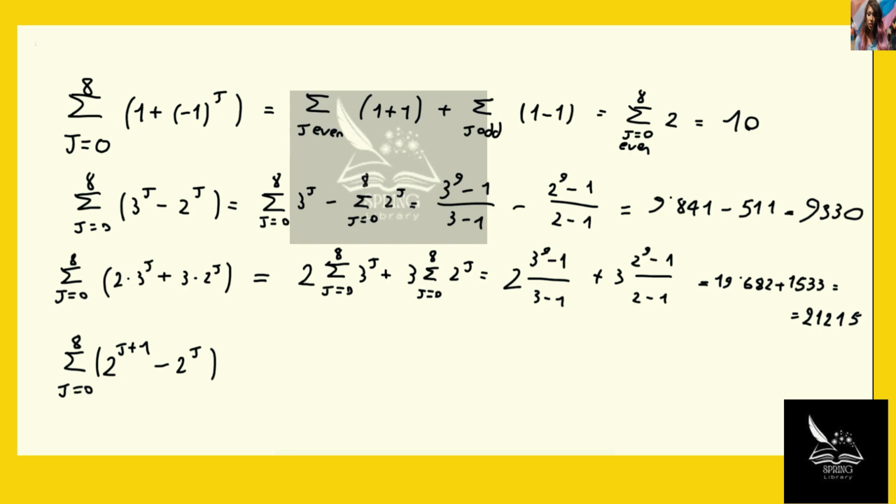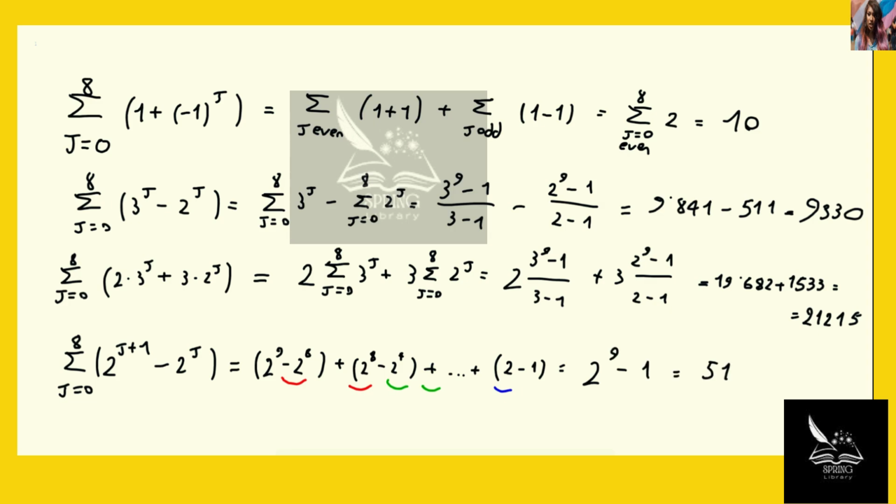Finally, we have the sum of 2 to the j plus 1 minus 2 to the j. And we recognize this to be a telescopic sum. In fact, if you write starting from the 8th index and going down, we have 2 to the 9th minus 2 to the 8th. And then when j is equal to 7, we have 2 to the 8th minus 2 to the 7th, all the way down to when j is 0, in which case you get 2 minus 1. And you see that every time we have the minus of a term simplified by the plus on the following term, all the way down to the very last plus. So all in all, the only terms surviving are 2 to the 9th minus 1, which is 511.